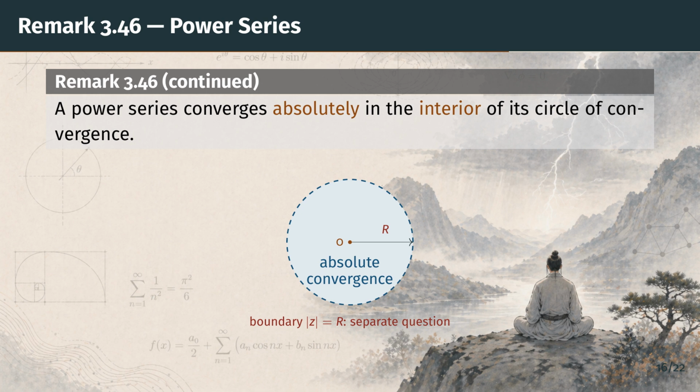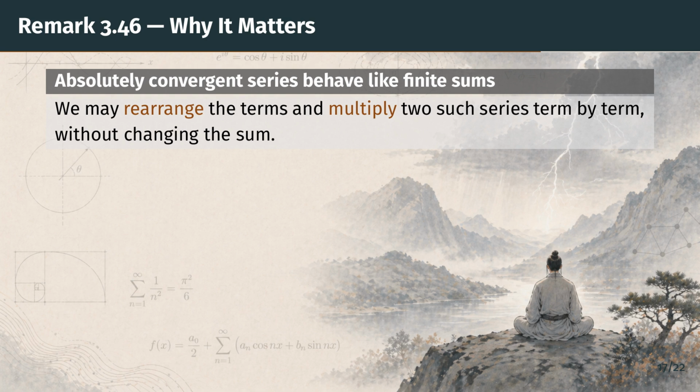Next, the biggest payoff of absolute convergence. The final remark is the deepest in the gray box. Absolutely convergent series behave very much like ordinary finite sums. With a finite sum, we freely reorder the terms and multiply two sums out, term by term, and nothing changes. The remarkable fact, which we will prove in the coming sections, is that absolute convergence is exactly the condition that lets us do the same with infinite series. We may rearrange the order of the terms, and we may multiply two series together, all without affecting the sum.